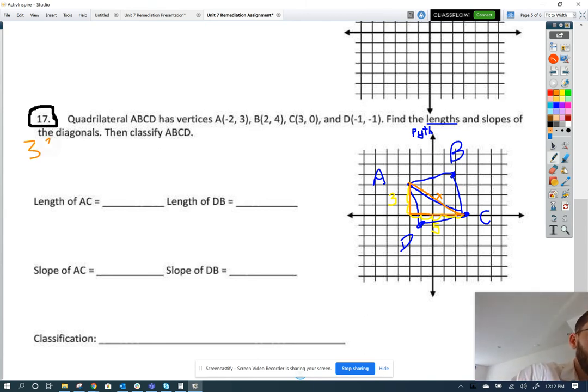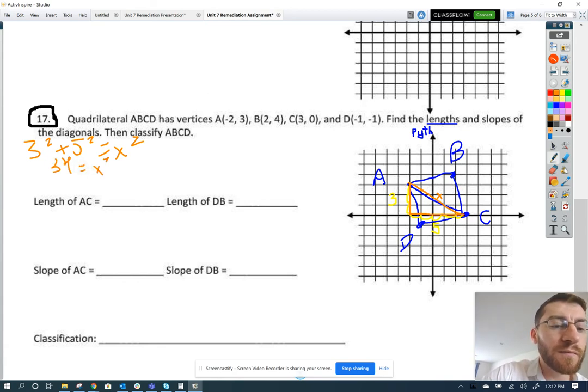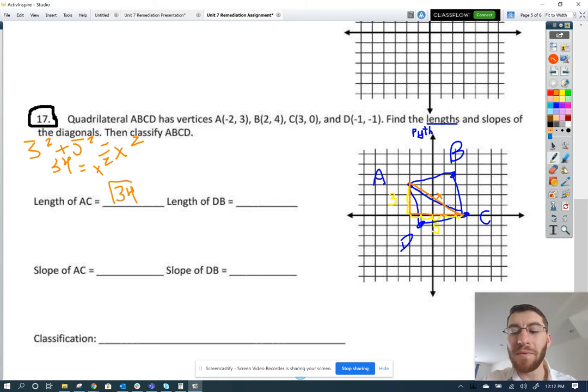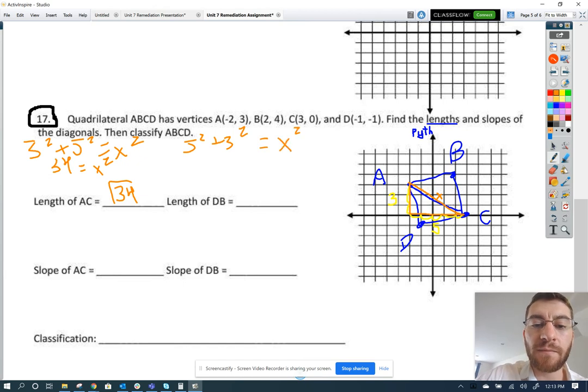Okay, so we want to solve this. That's going to be 3 squared plus 5 squared equals x squared. All right, and then we'll have 9 plus 25, which is 34, equals x squared. So that means our length is going to be the square root of 34. All right, so we're hoping that DB will be the same exact length. So if we go from D to B, we'll go up 5, over 3. So this will be 5 squared plus 3 squared equals x squared, and this actually will also get us the square root of 34.